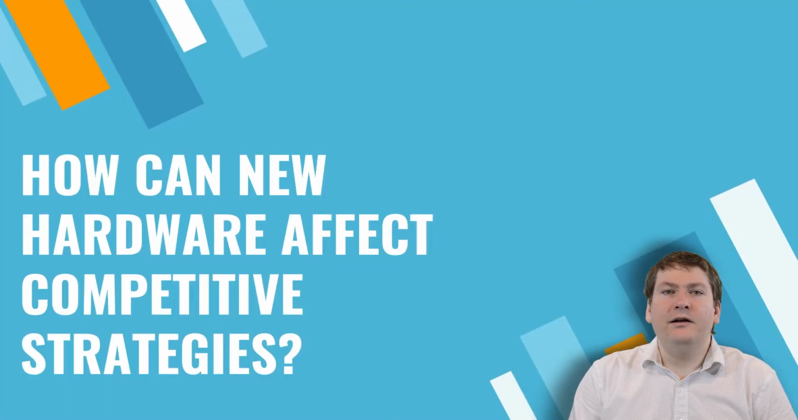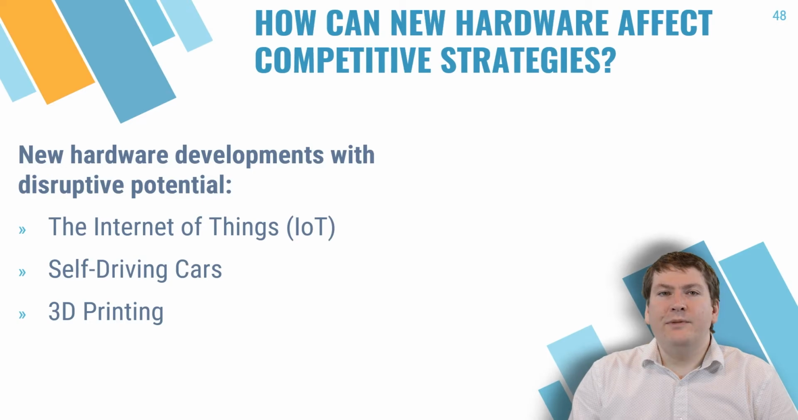So as a last topic, I'll mention how new hardware can affect competitive strategies. There are 3 big hardware developments we are seeing that have significant disruption potential. Recall that disruptive technologies are the ones that have the potential to change the shape of an industry, sort of like how Netflix changed the shape of the video rental industry. These are the Internet of Things, or IoT for short, self-driving cars, and 3D printing.